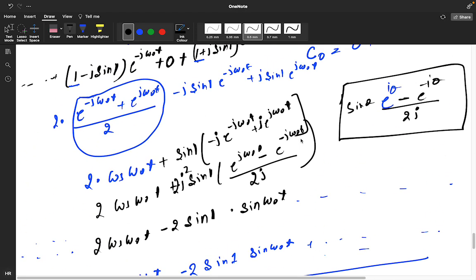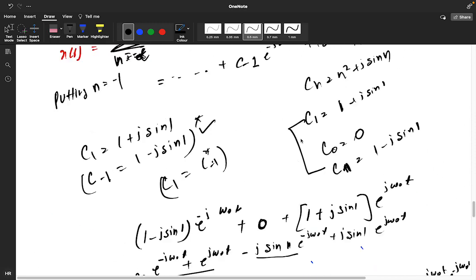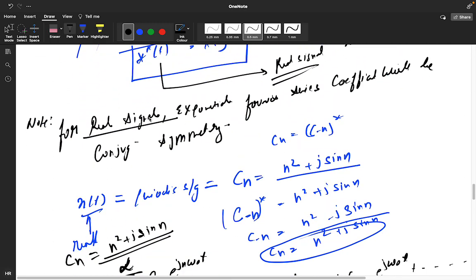Yes, sir. Okay. So what you have understood from this: for a real signal, the exponential Fourier series coefficients will be conjugate symmetric. This is very important. This part is very important. For a real signal, the exponential Fourier series coefficients will be conjugate symmetric.